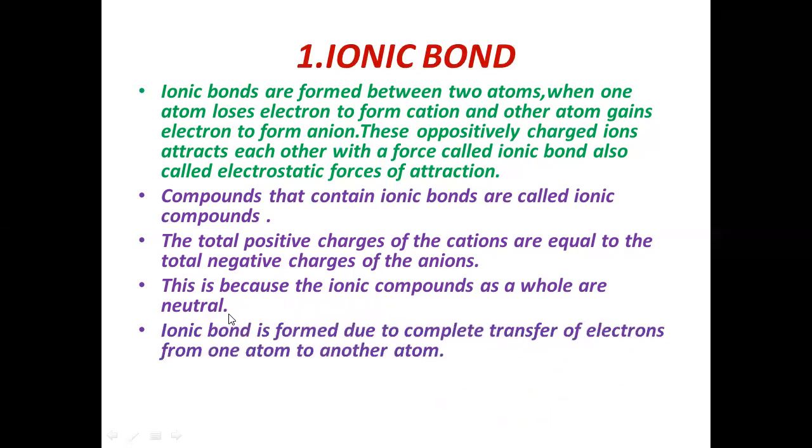Ionic bond is formed due to complete transfer of electrons from one atom to another. Complete transfer of electrons means one atom will completely lose electrons and the other atom will completely gain electrons. The electrons will not be shared by two atoms; they are completely lost by one and completely gained by another atom. That type of bond is called ionic bond. Metals combine with non-metals and form ionic bonds.